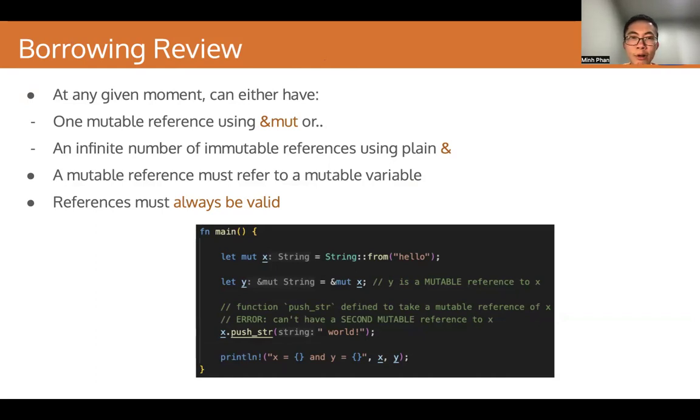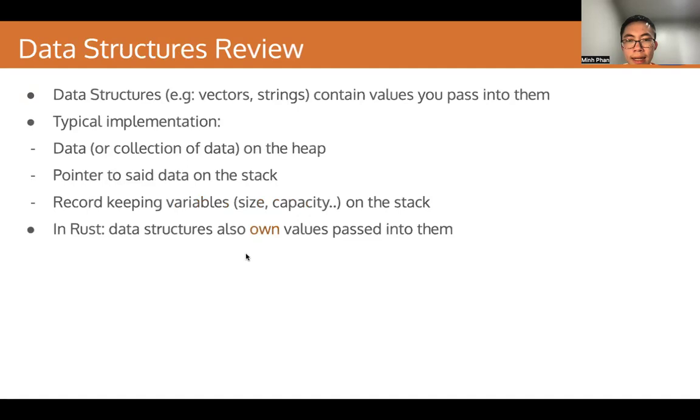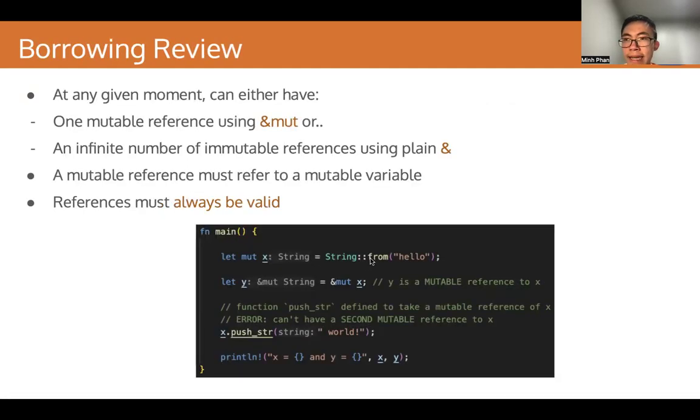And here's an example demonstrating borrowing. We have the string x, declared mut, containing the string value hello, and then we create a mutable reference to it in the variable y. Now, if we try to push to string x, this code will not compile. That will be an error because this function push string requires another mutable reference to x, which you cannot have since we already have one in the variable y. So this code will not compile.